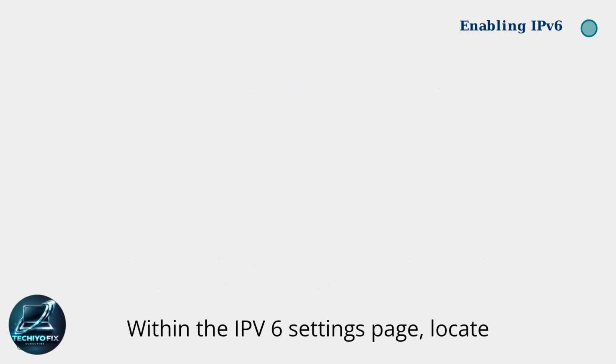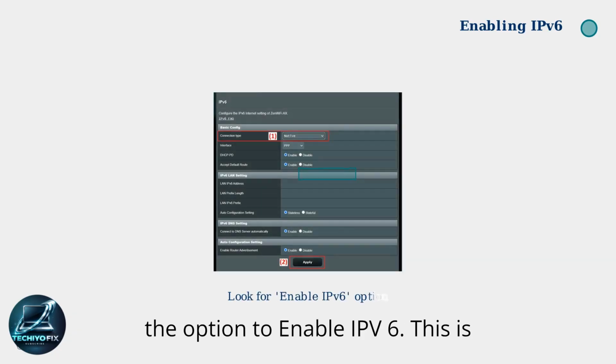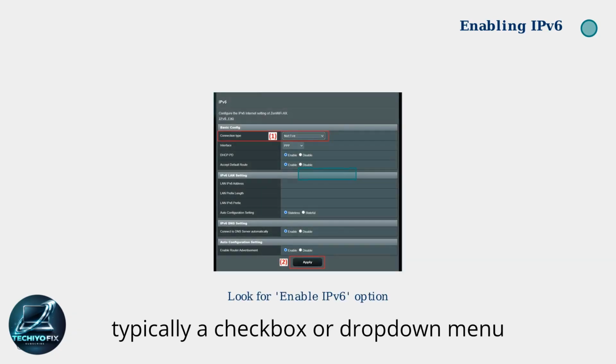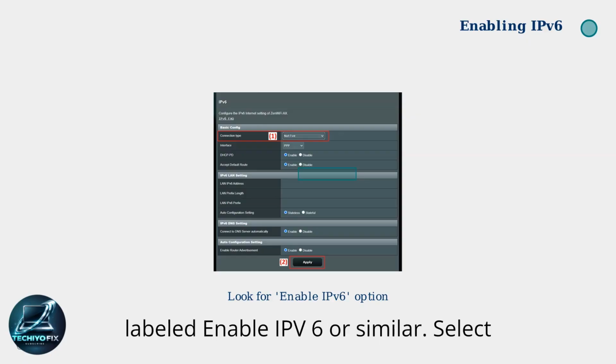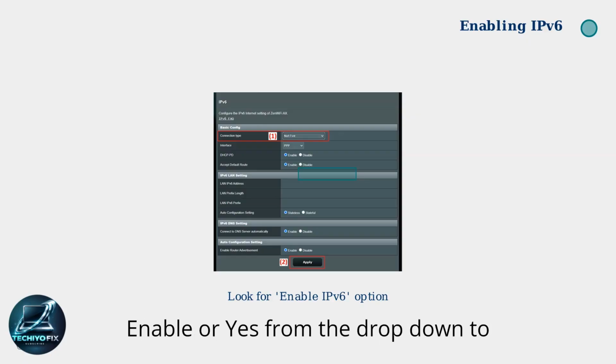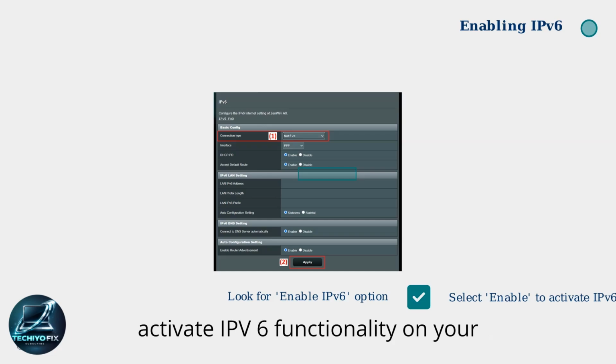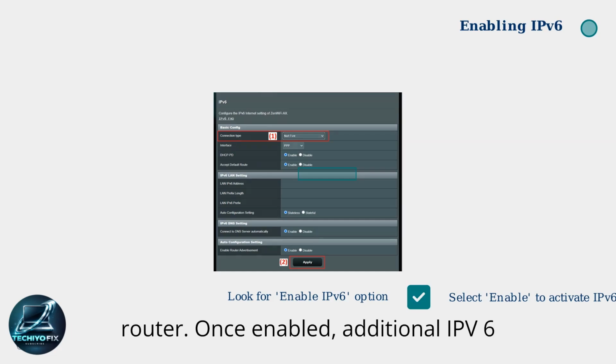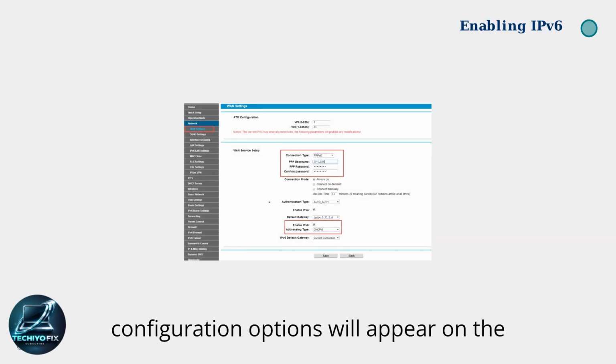Within the IPv6 settings page, locate the option to enable IPv6. This is typically a checkbox or drop-down menu labeled Enable IPv6 or similar. Select Enable or Yes from the drop-down to activate IPv6 functionality on your router. Once enabled, additional IPv6 configuration options will appear on the settings page.